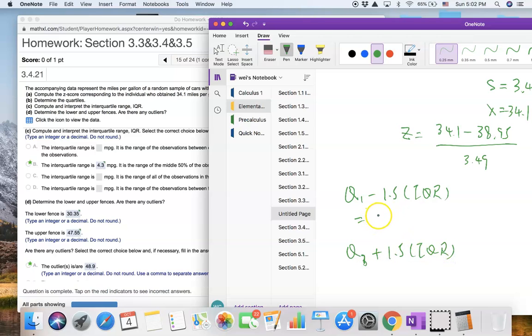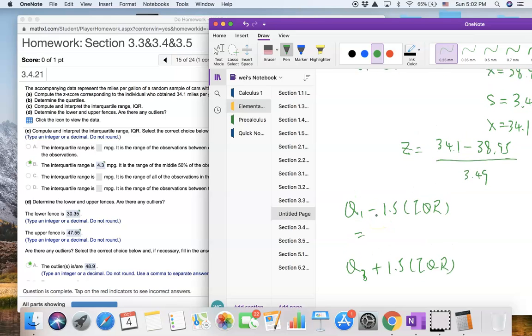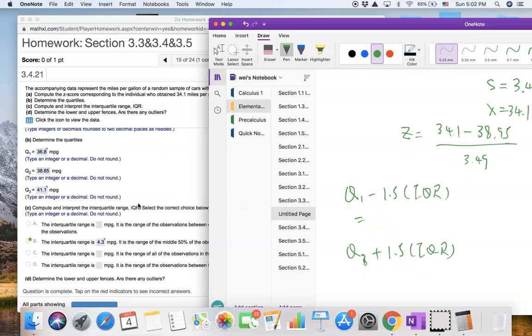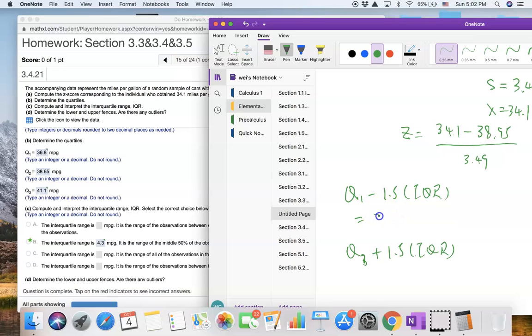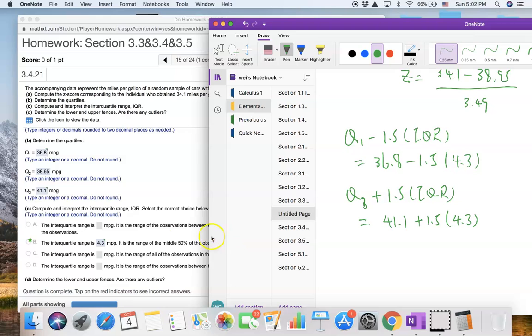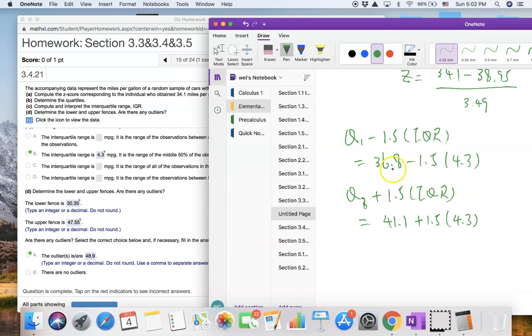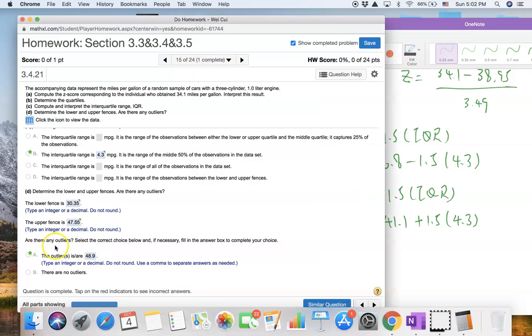Okay, so that's 36.5 times 4.3. Okay, and the upper fence is 41.1 plus 1.5 times 4.3. Okay, so after you compute this, you will get these two answers. Okay, and then we're asked to see if we have any outliers in our data set.